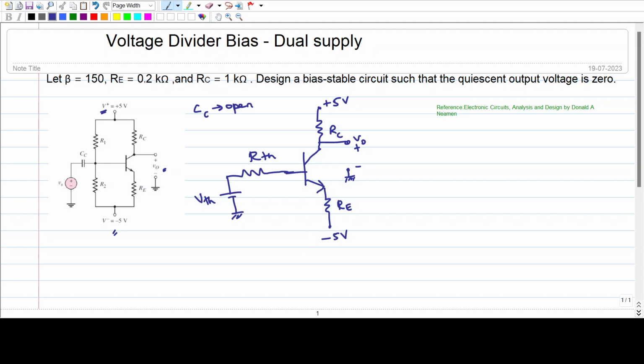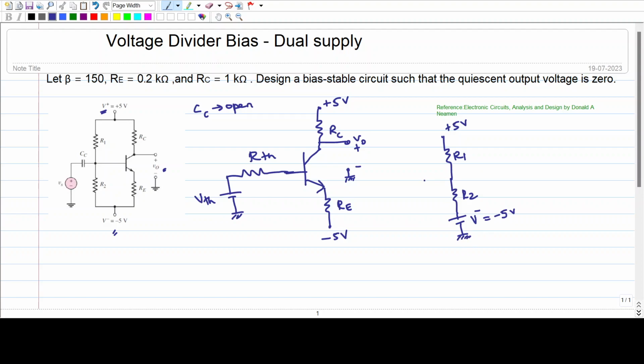So first, what is VTH? The Thevenin's voltage from the base with respect to the ground. So if we redraw the circuit, looking into the base, I can write this as there is a plus 5 volt and R1 resistor. After this there is an R2 resistor. The end of R2 resistor, previously it was grounded in the last video. Now it is connected to a negative supply, so I can write it as V minus. So this V minus is minus 5 volt and this is grounded.